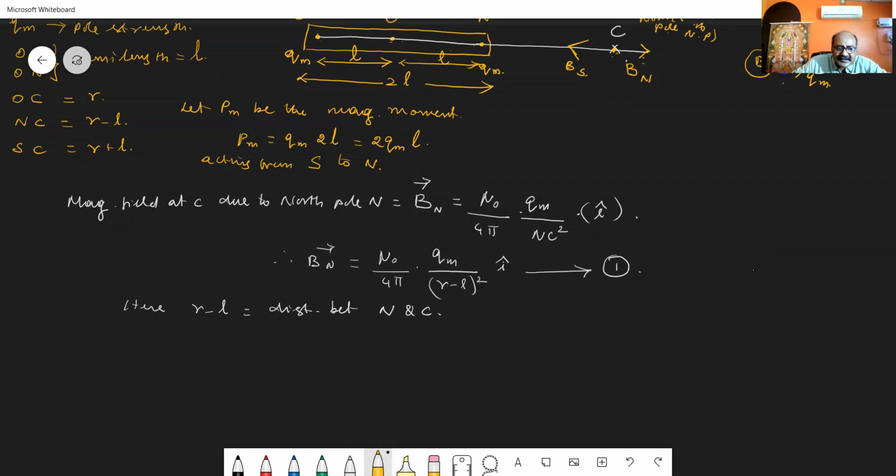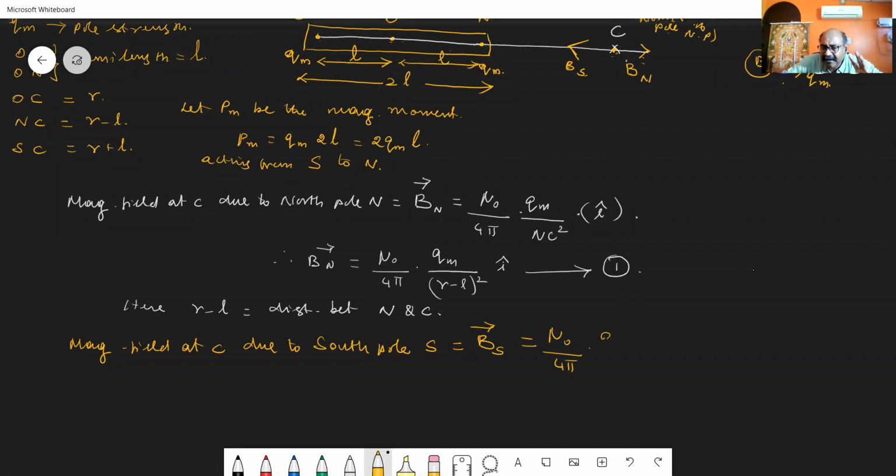Similarly, you calculate the magnetic field at the point C due to the south pole. South pole is S. Then the answer you should get is B vector due to south pole, same concept, force you have to calculate: mu 0 divided by 4 pi, Qm into 1 divided by 1, and the distance is SC, the whole square. And you see BS is acting towards the south pole.